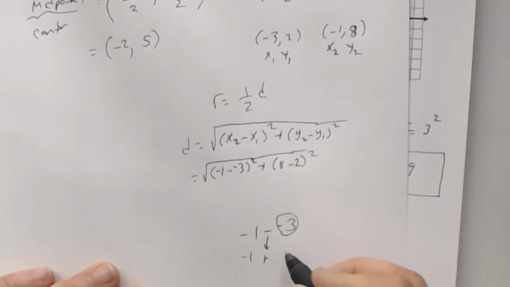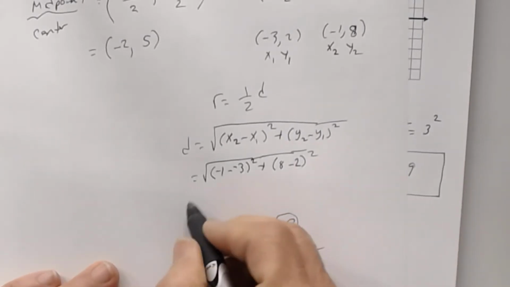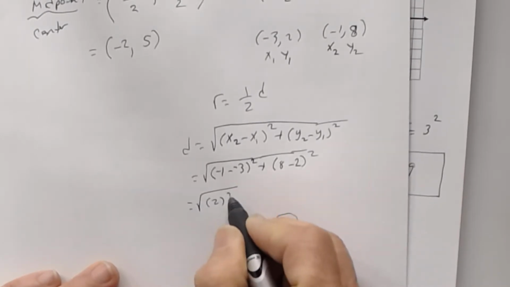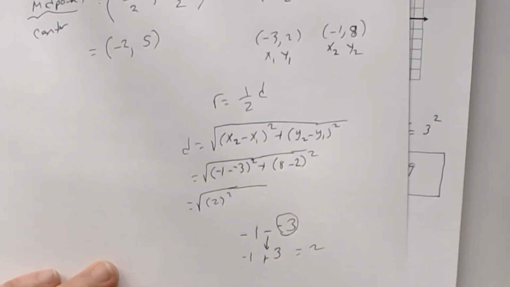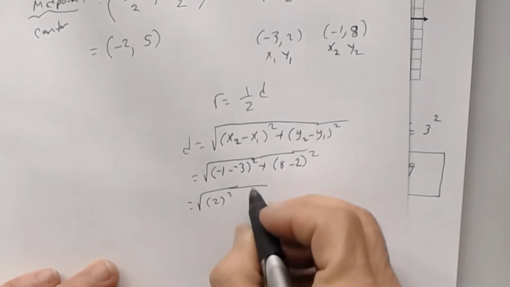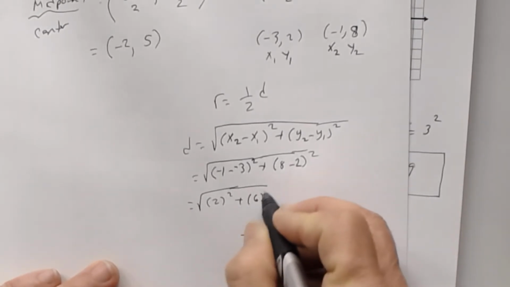What's the opposite of negative 3? Positive 3. So negative 1 subtract a negative 3 is the same thing as negative 1 plus 3. And what's negative 1 plus 3? 2. So this becomes the square root of 2 squared. What's 8 minus 2? So that's 6 squared.